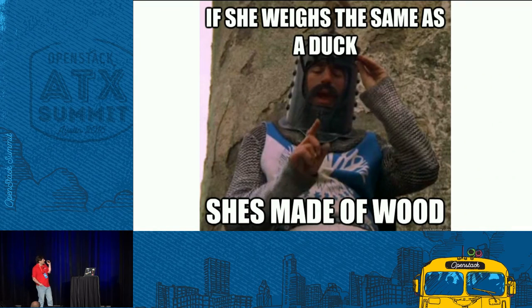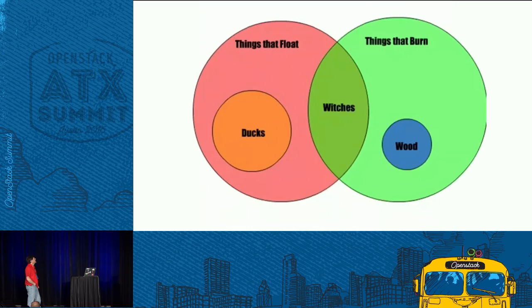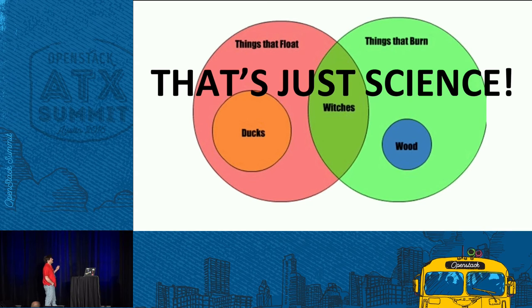So clearly, if she weighs the same as a duck, she's made of wood. And knowing that things that float include ducks and witches, and things that burn include wood and witches, then we know she's a witch. It's just science.